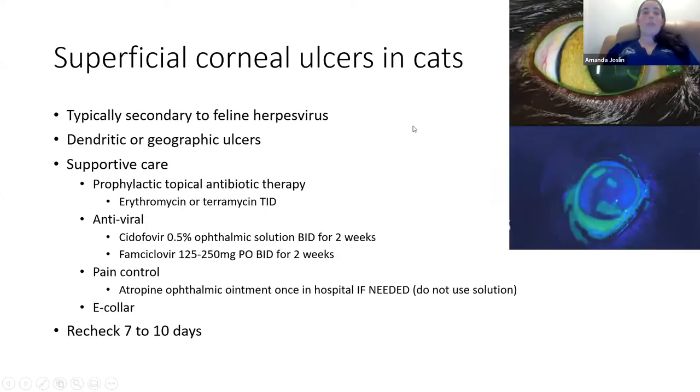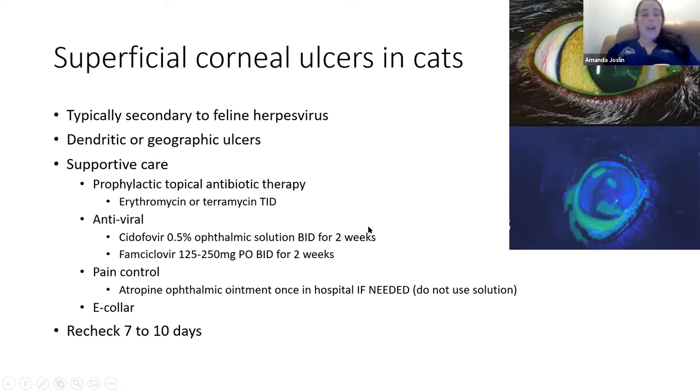That's different from superficial ulcers in cats, just because it's most likely secondary to herpes virus. Whenever we have surface disease in cats, we're always thinking herpes virus. For the ulcers, you get the dendritic or the geographic ulcers, geographic just meaning it takes on a shape that looks like something else. You want to still do the prophylactic treatment, so I typically go with erythromycin, trying to get it in three times a day. It's always harder to treat a cat, at least that's what people say.